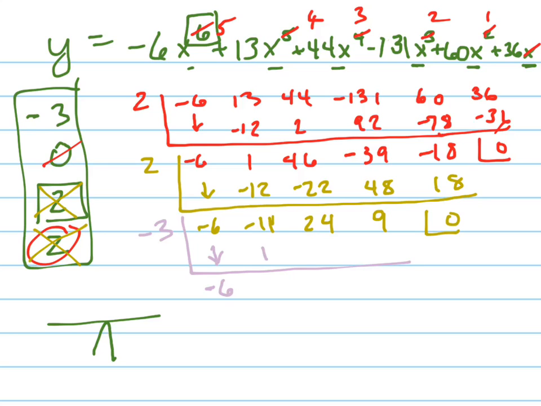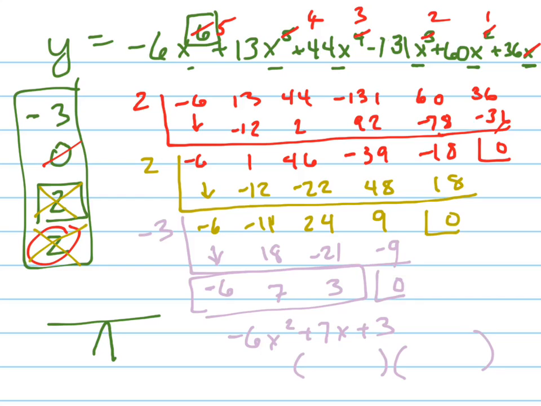Negative 6, 18, positive 7, negative 21, positive 3, negative 9, 0. So there's our remaining negative 6x squared plus 7x plus 3. Use the quadratic formula or factoring if it happens to factor. Let's see real quick, does it happen to factor? It might. 9 minus 2 is 7, so I think it does factor.